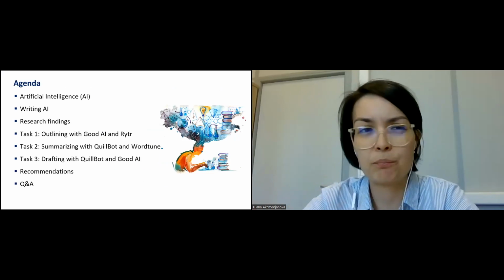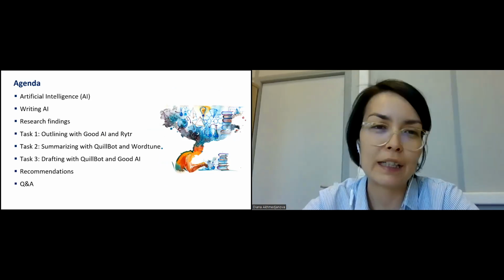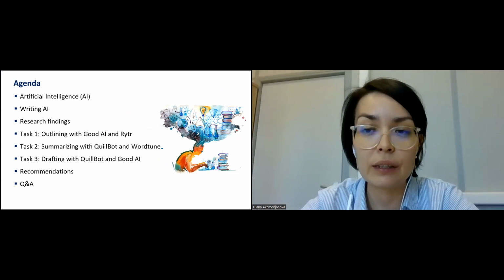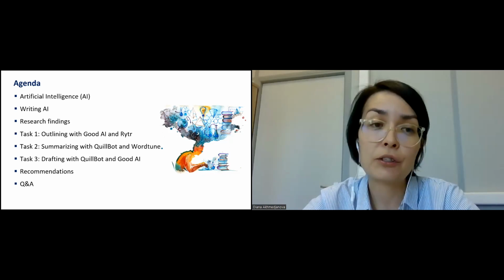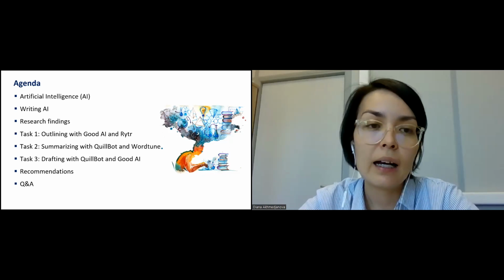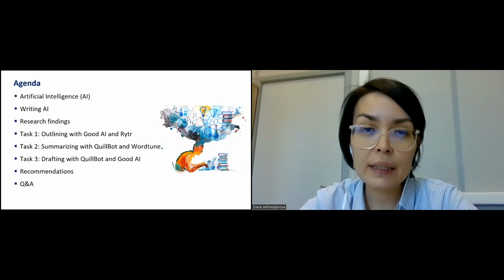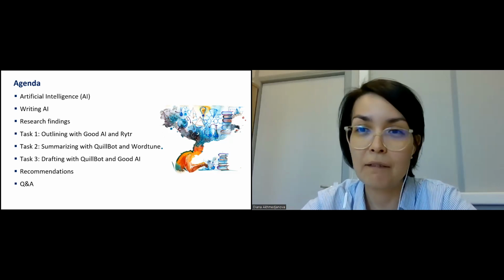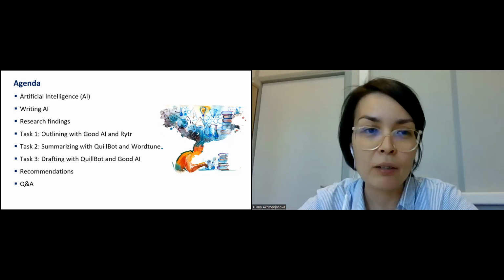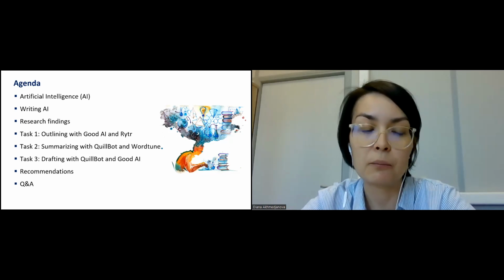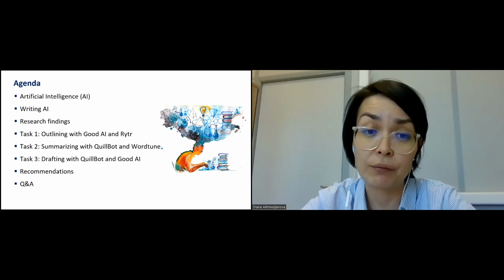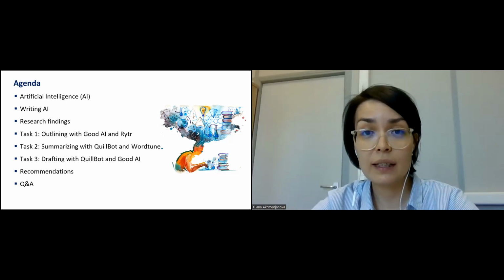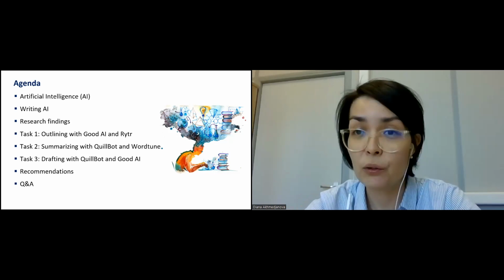First, we'll give a brief definition of what artificial intelligence is, and then we'll talk about different tools that are used, and I refer to them as writing AI. I will also report on some research findings, both by colleagues and myself, and then we will actually dive into using these writing AI tools, right? We'll practice some outlining, summarizing, and drafting. And then I'll finish up with recommendations, and finally, we will open the floor for Q&A.